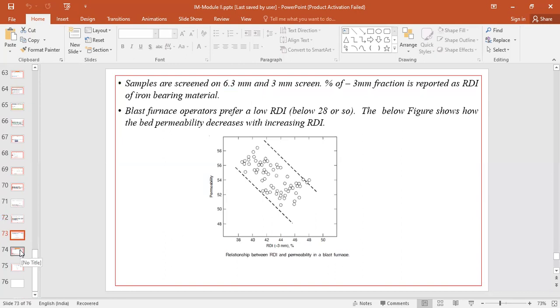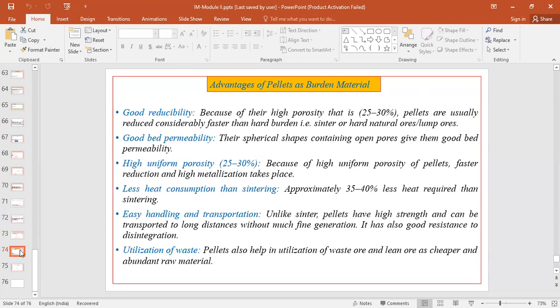So these are some of the tests which we basically do for the agglomerates. Advantages of pellets as a burden material.